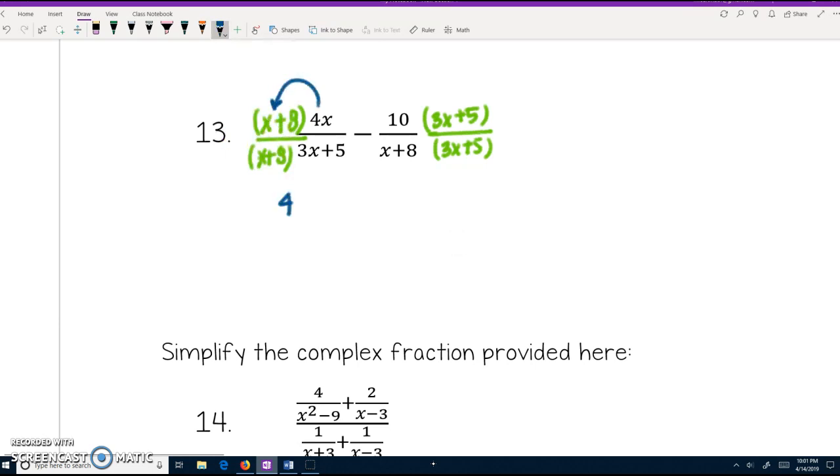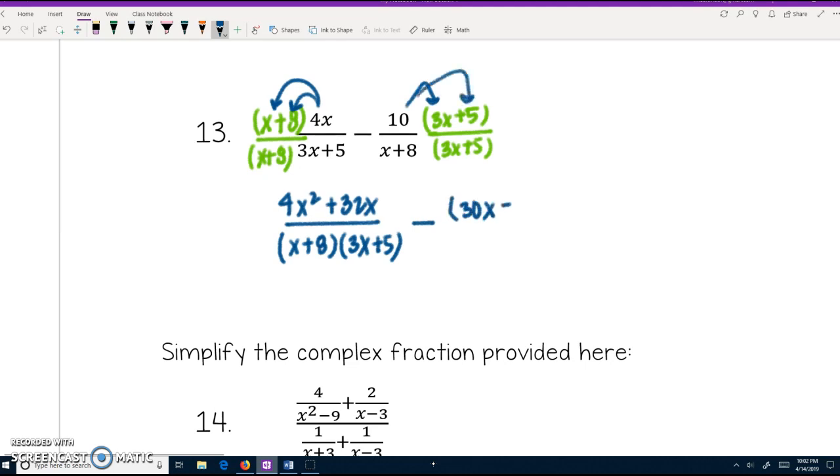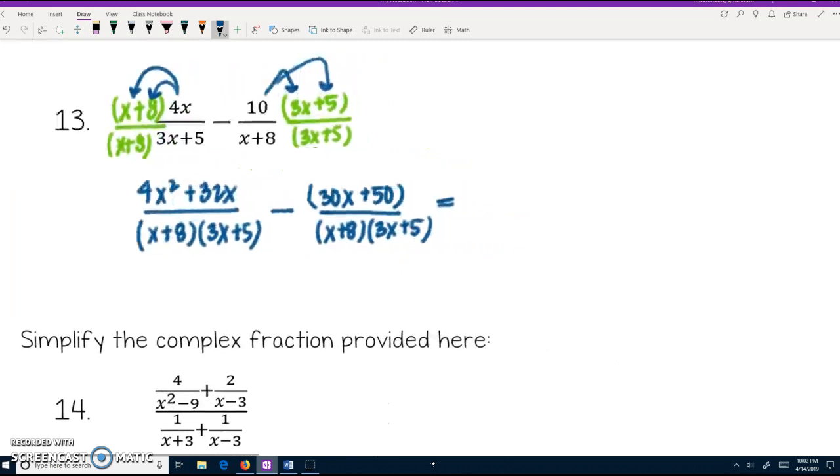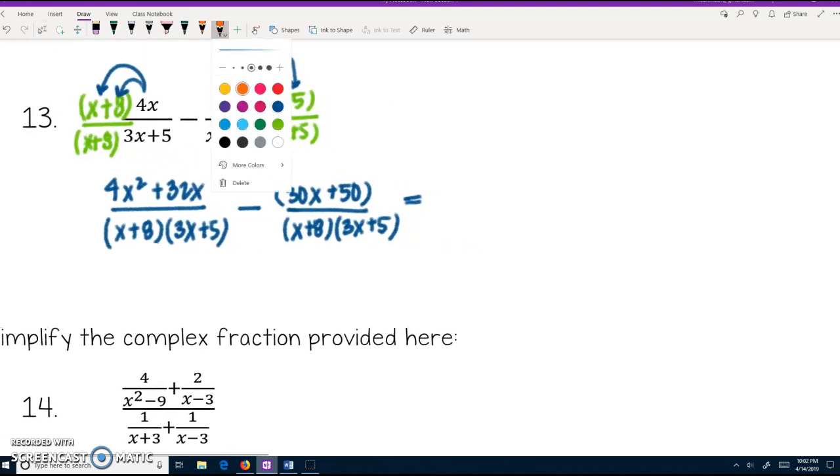This 4x will become a 4x squared, and then this will become a 32x. And this is all over the x plus 8 and the 3x plus 5. And then this 10 is going to become a 30x. And when I distribute over to the 5 plus 50, down below I'll have x plus 8 and then 3x plus 5. So now I can combine like terms, but I always want to be really careful when subtracting that this negative goes both to this term and over to this term.